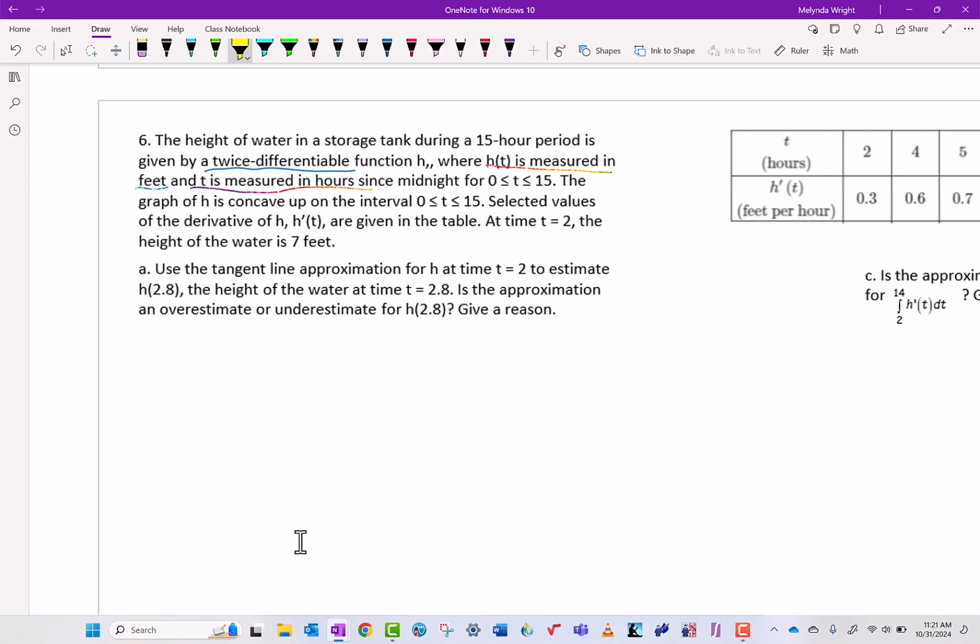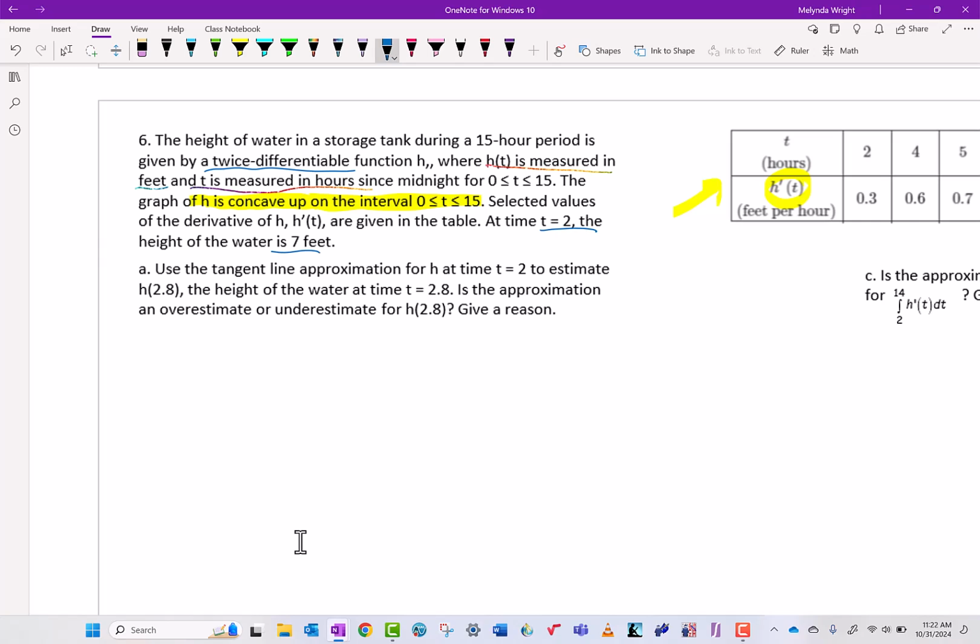I don't know why they're telling us that, but we might need it. Concave up on this interval. Okay, so that's probably important, so I'm going to make note of it. And selected values of the derivative h prime are given in this table. So we've got a table over here that has h prime in it. At time 2, the height of the water is 7 feet. So here they're giving us a function value. We'll probably need that for something, so let's make note of it. At time 2, the height is 7.